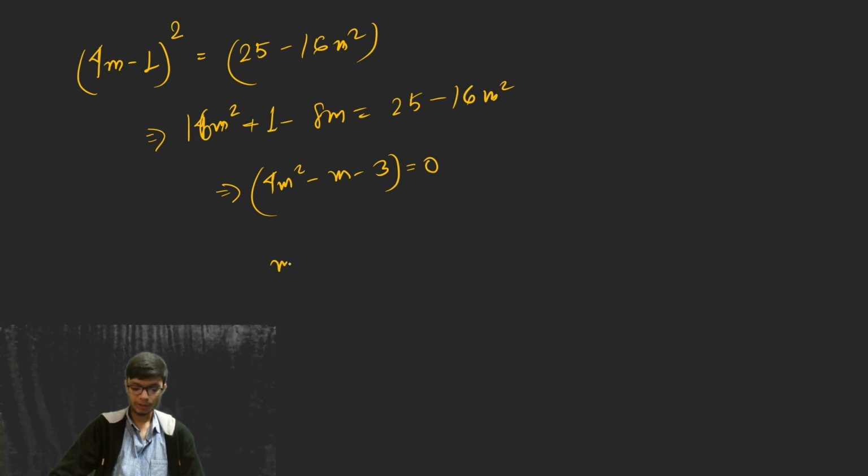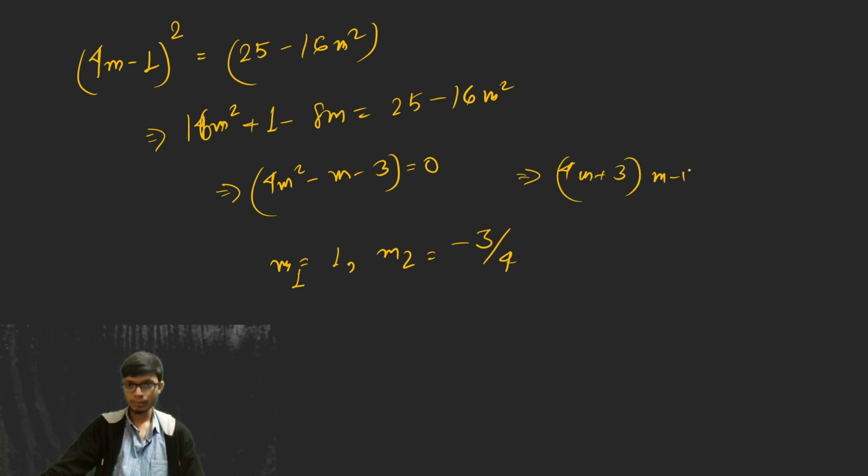So from here you basically get the two values of m: the first slope is equal to 1 and the other slope is equal to minus 3 by 4. You can factorize this easily. The factorization will be 4m plus 3 into m minus 1 is equal to 0. So from here you get the roots as 1 and minus 3 by 4.